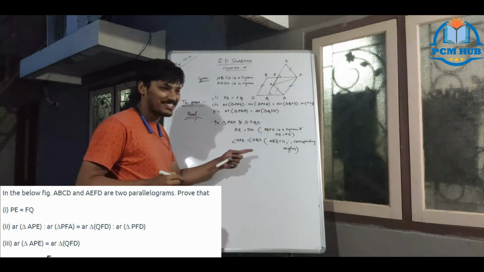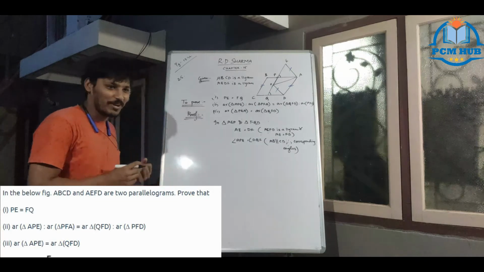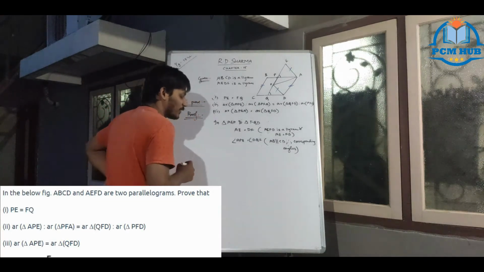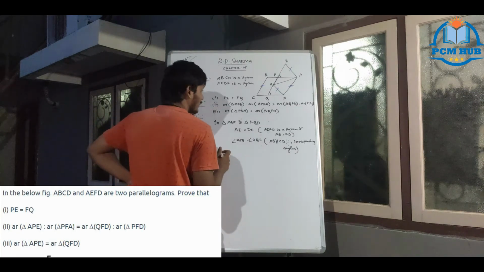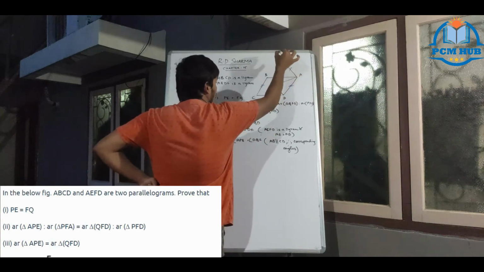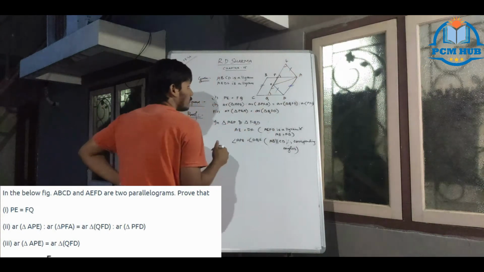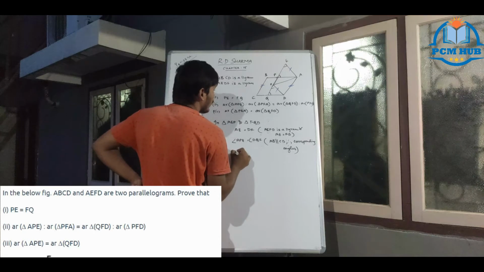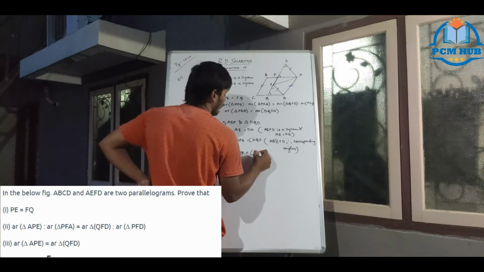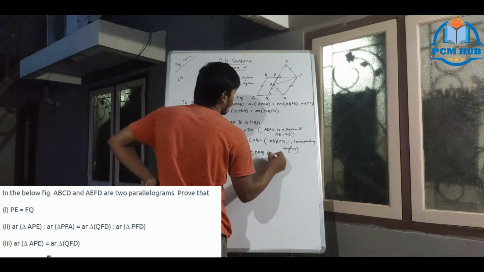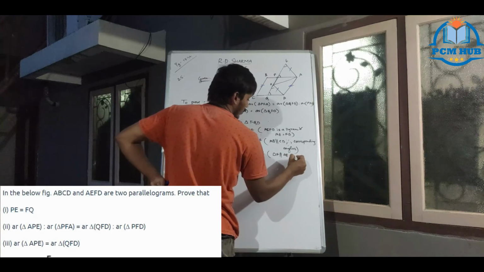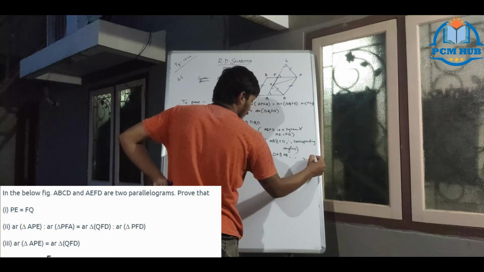After many days, we are using corresponding angles again. Otherwise, I have never written on this word. Now these two are also parallel. Therefore, those two are also corresponding angles. Angle AEP equal to angle DFQ, since DF is parallel to AE. Same corresponding angles.